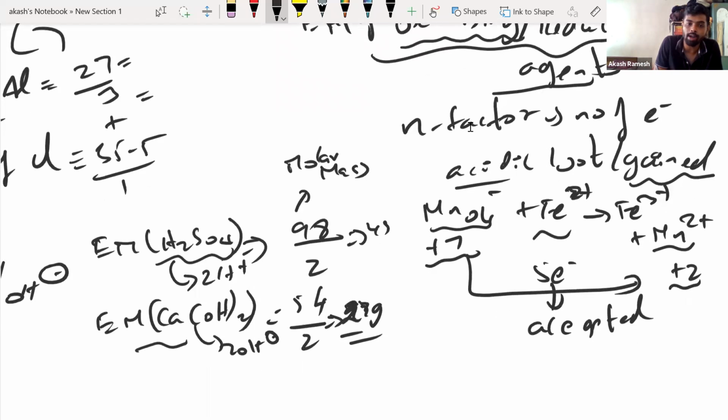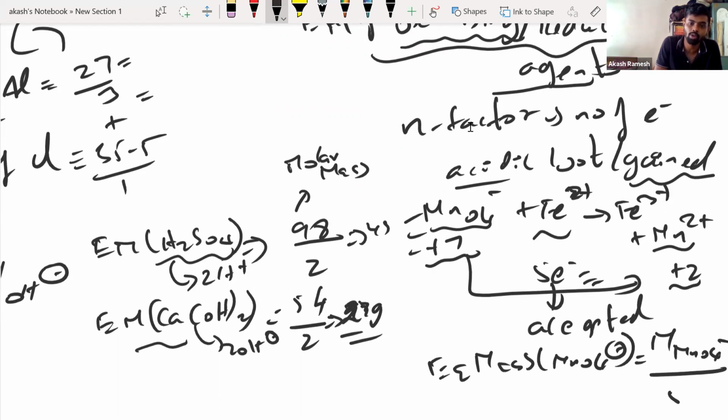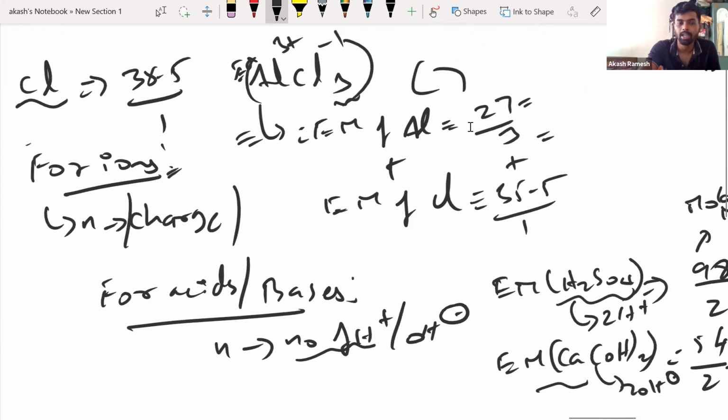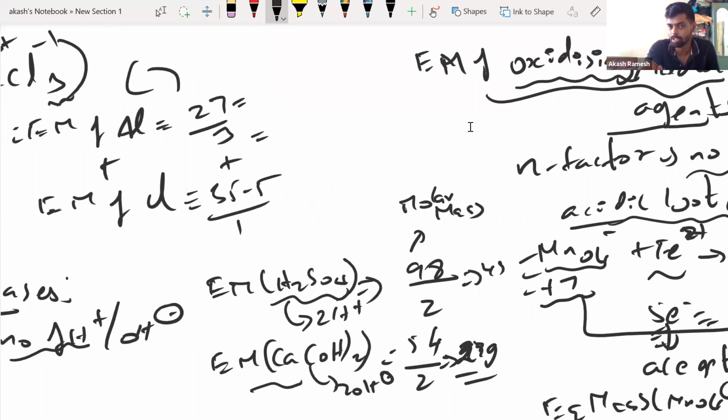So if I have to know the equivalent mass of MnO4- only for this reaction, in this reaction 5 electrons are accepted. So it will be the molar mass of MnO4-, whatever be the value, divided by 5. The n factor in this case will be 5. I told you, for oxidizing or reducing agents, the n factor is nothing but the number of electrons lost or gained. In this case, 5 electrons are gained by MnO4- to form Mn2+. So the n factor is 5. Like this you can calculate. That is what is called my equivalent mass. It is very similar to molecular mass, except that you have to include the term n factor.